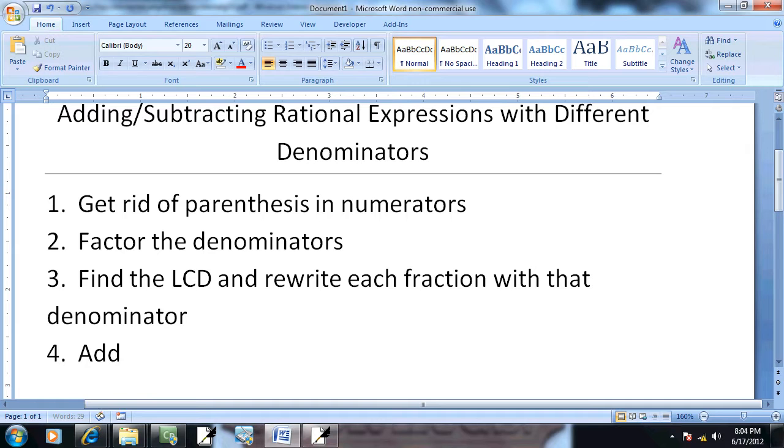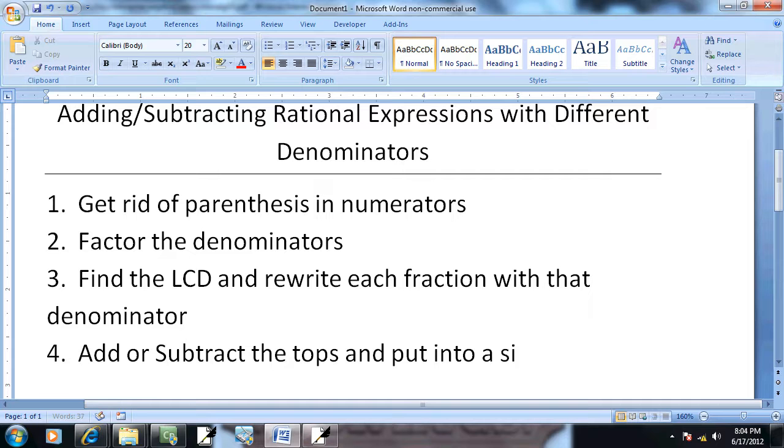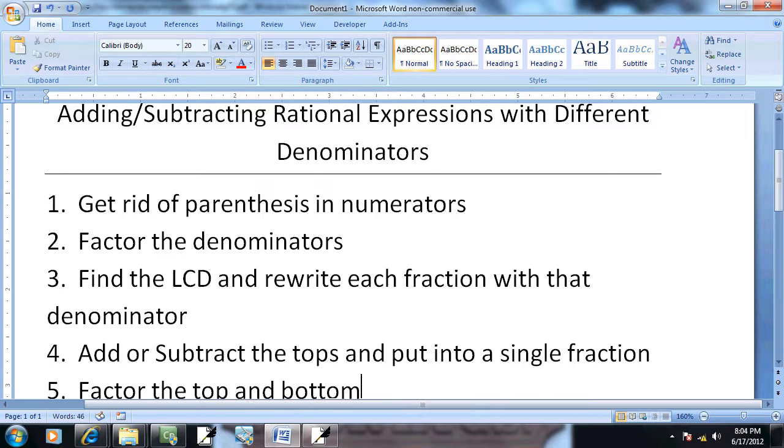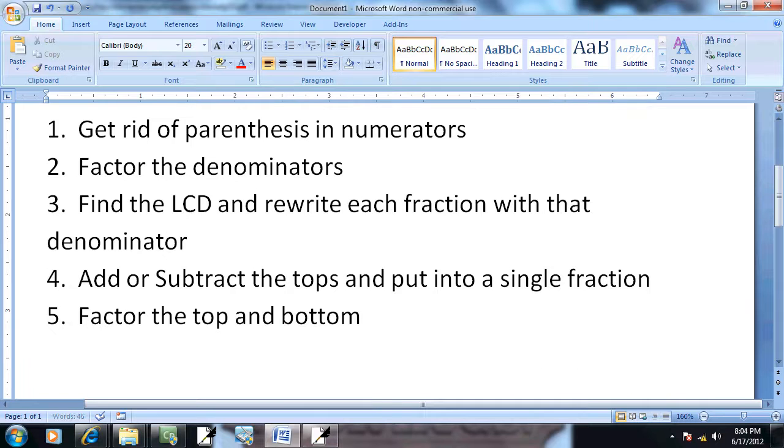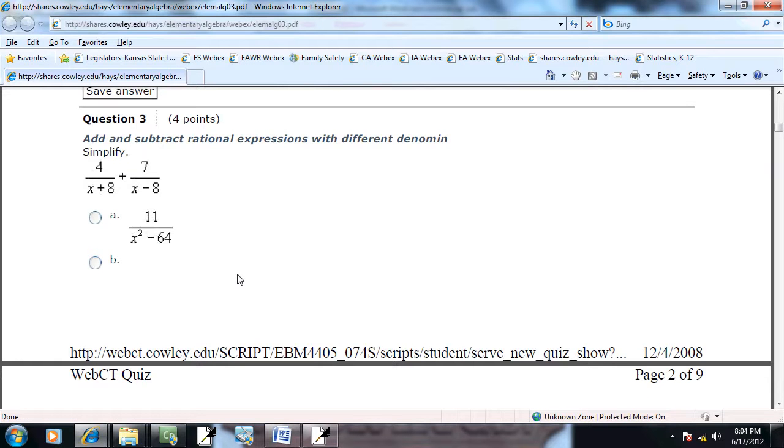Step 4, add or subtract the tops, the numerators, and put into a single fraction. Step 5, factor the top and bottom. Your bottom should already be factored at this point, but just in case it isn't. And then cancel if necessary. Well, let's go through these steps on this problem.